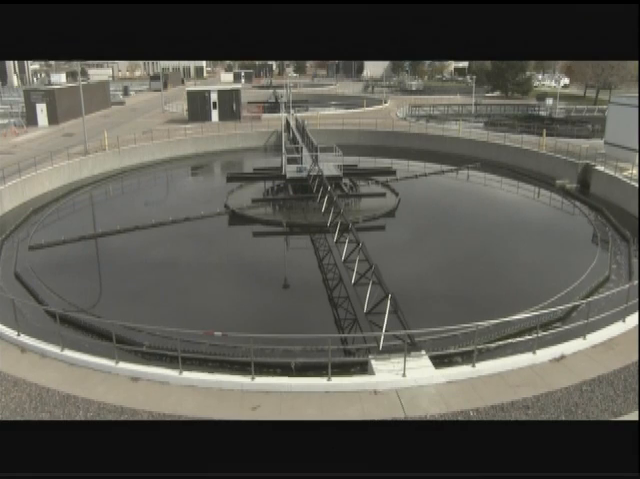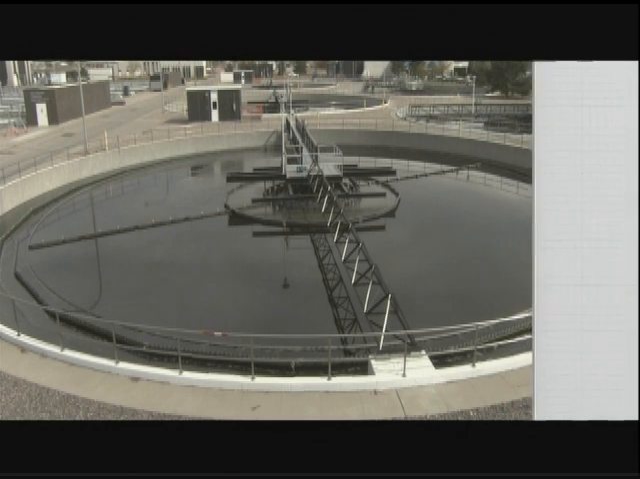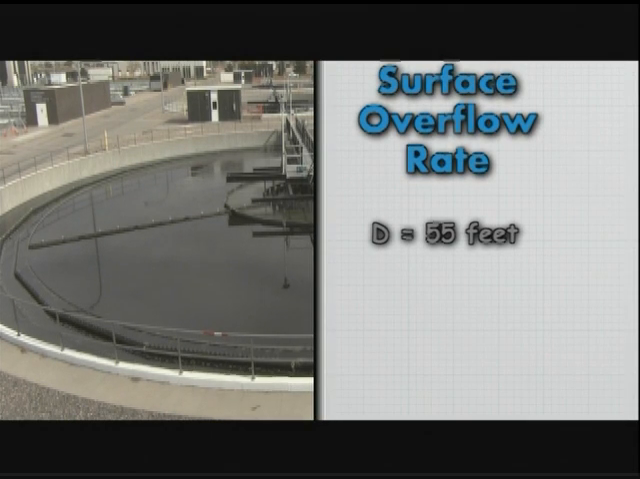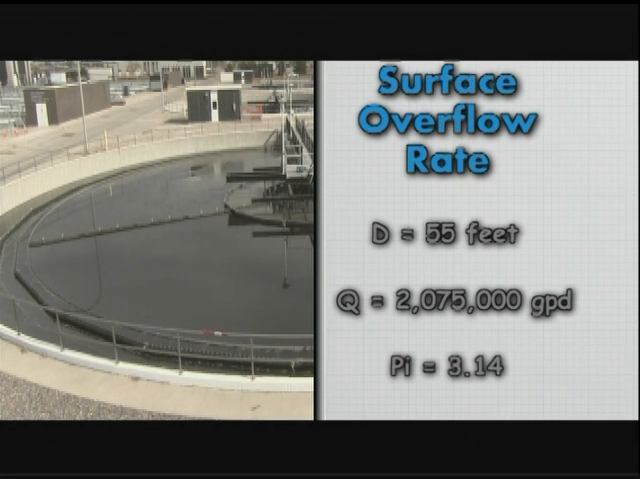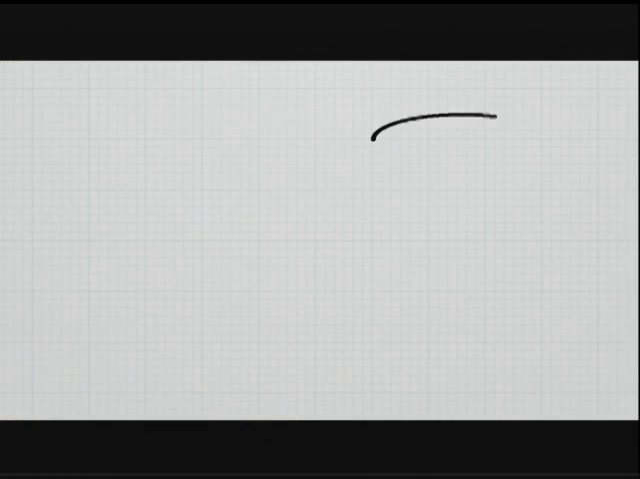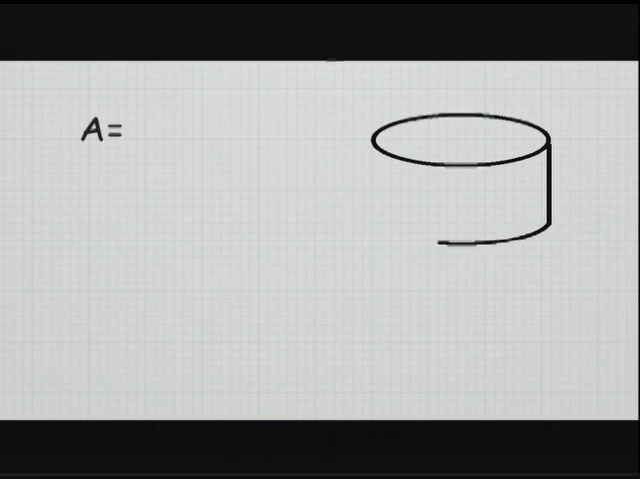Now let's apply this equation to a circular centrifuge clarifier with a diameter of 55 feet and an influent flow of 2,075,000 gallons per day. This time we're dealing with a circular surface area, so we'll need to use pi. You'll recall that the area of a circle can be calculated by pi times the radius squared.